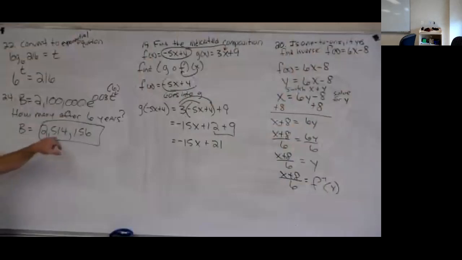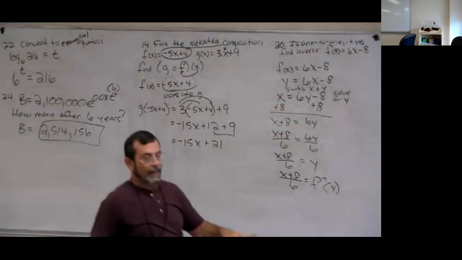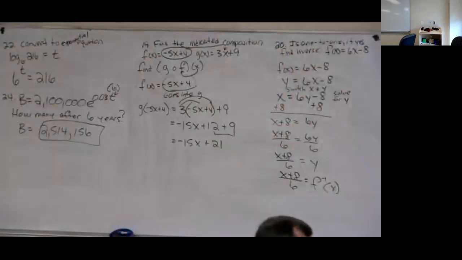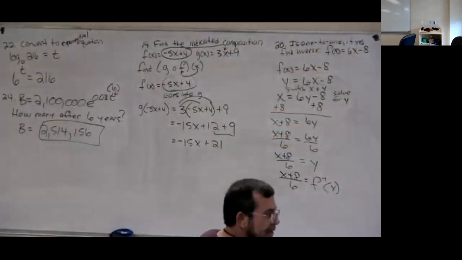So we put 2,100,000 E, and then it's gonna be 0.03 times 6. There you go. And then that should kick you out to 2,514,156.